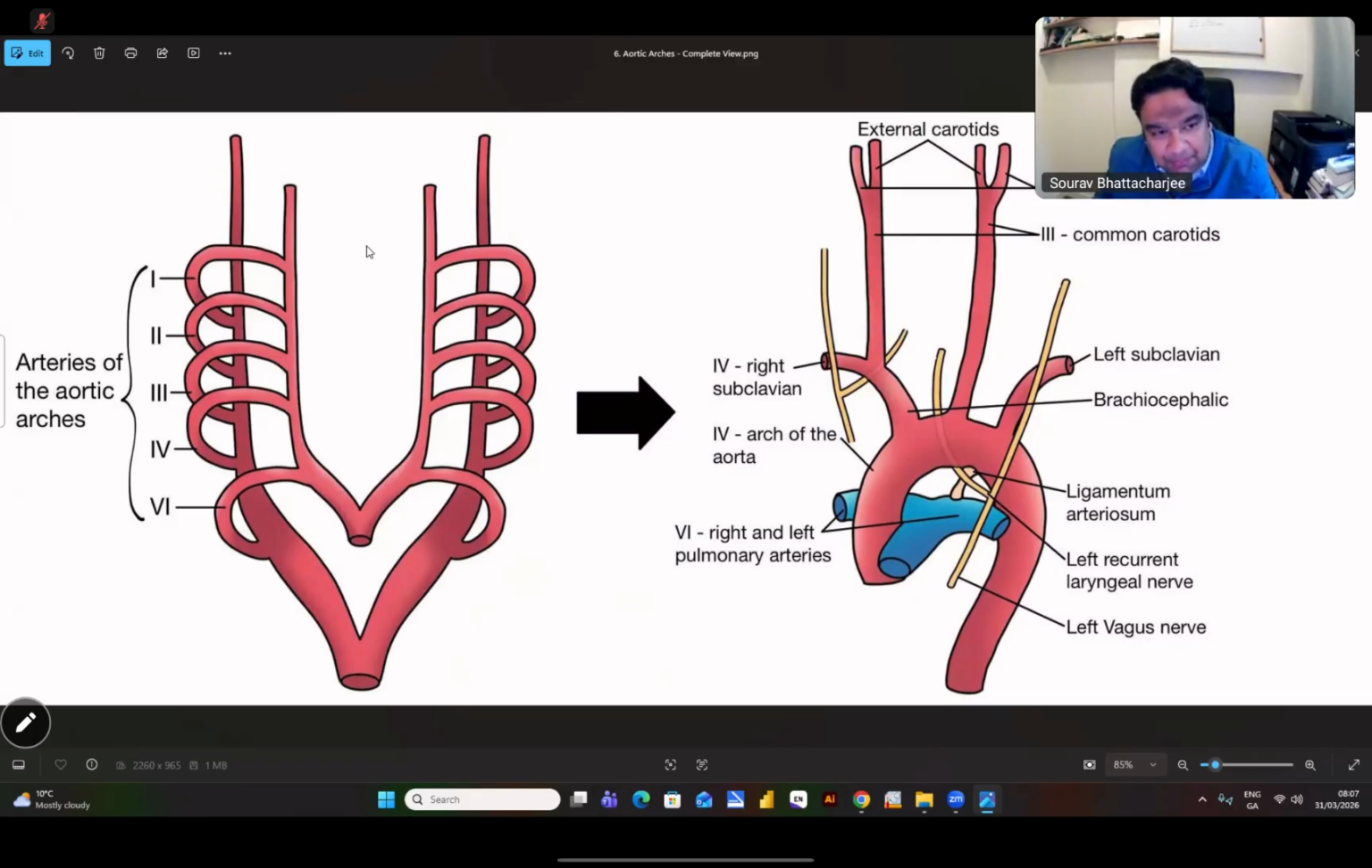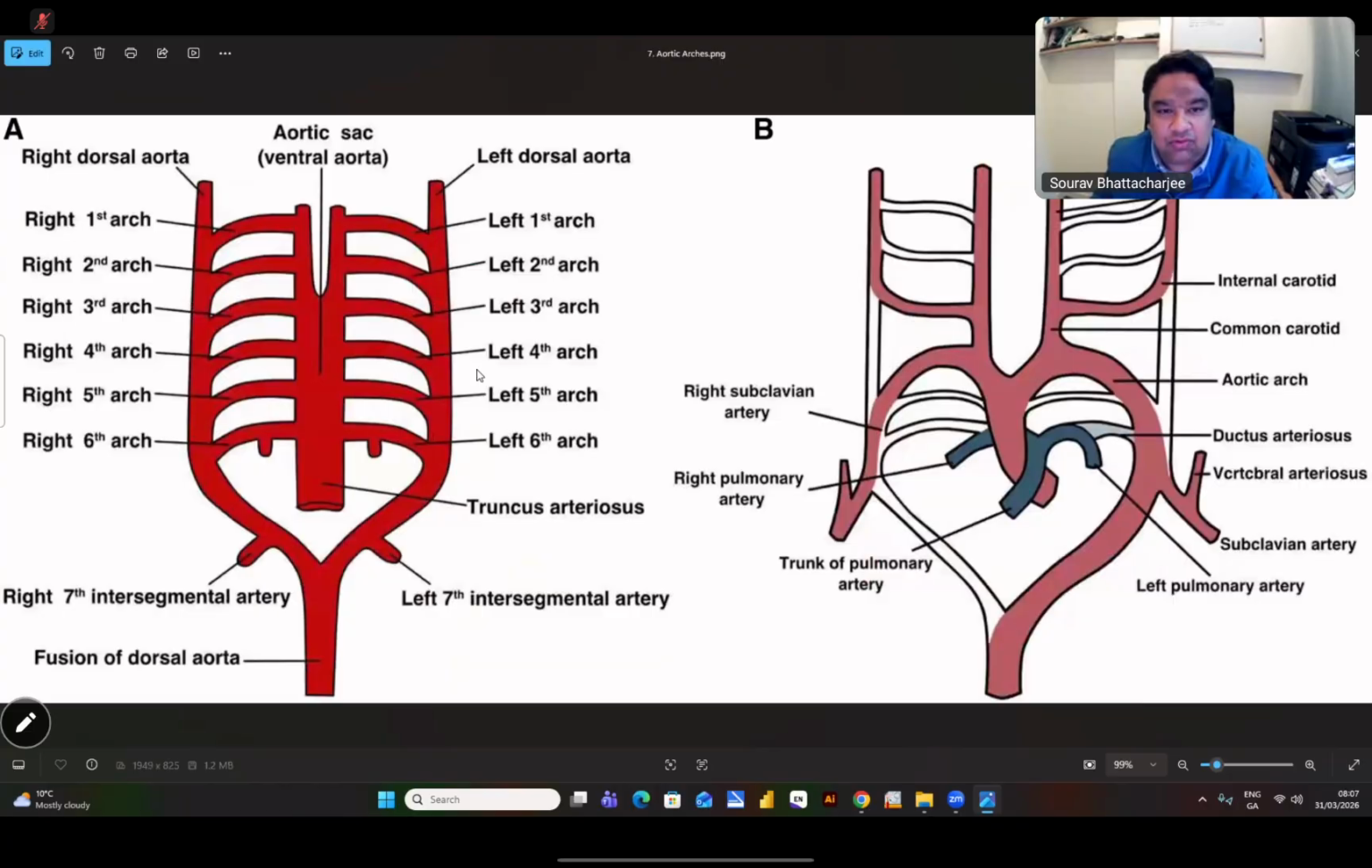Now, over time, a lot of these arches will rearrange and become different. Let us see if we can get through this. This is another view of these aortic arches. Each arch is now contained within an individual pharyngeal arch. To understand it well, I have also shown the 5th arch, which will gradually disappear. This is the original system of the aortic arches within the embryo.